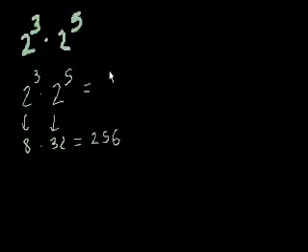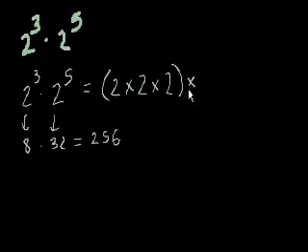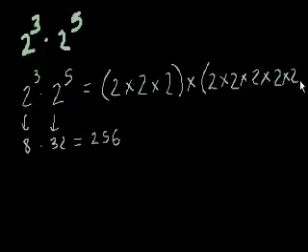2 to the third is 2 times 2 times 2, right? And we're multiplying that times 2 to the fifth, and that's 2 times 2 times 2 times 2 times 2. So what do we have here? We have 2 times 2 times 2 times 2 times 2 times 2 times 2 times 2. Really, all we're doing is we're multiplying 2 how many times? Well, 1, 2, 3, 4, 5, 6, 7, 8. So that's the same thing as 2 to the eighth.